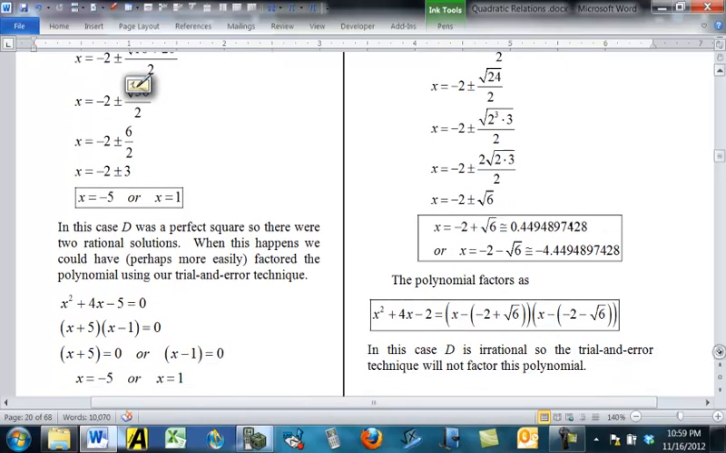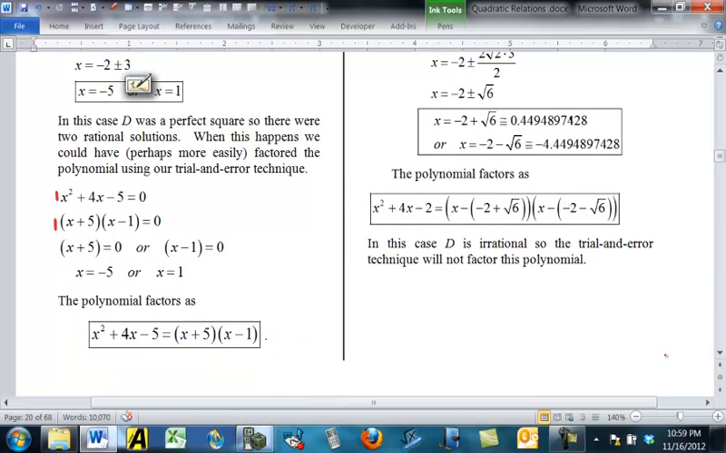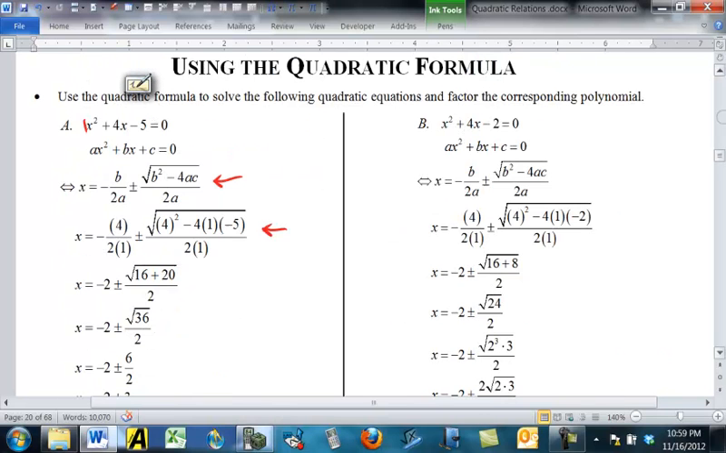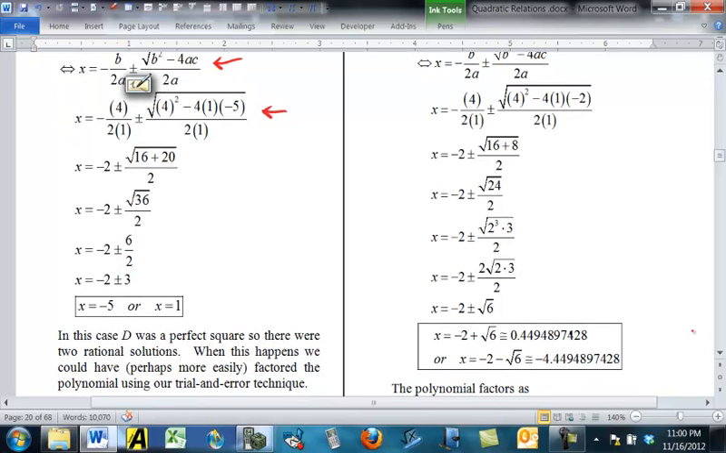And so that means it factors as x plus 5 times x minus 1 times the coefficient of 1, which we can leave out because it's just 1. Well, this one we could have factored by the trial and error method, and it might have been even easier to do. So either way, it factors. Over here, on the one on the right, we would never be able to factor this with trial and error because it doesn't factor with integer coefficients.